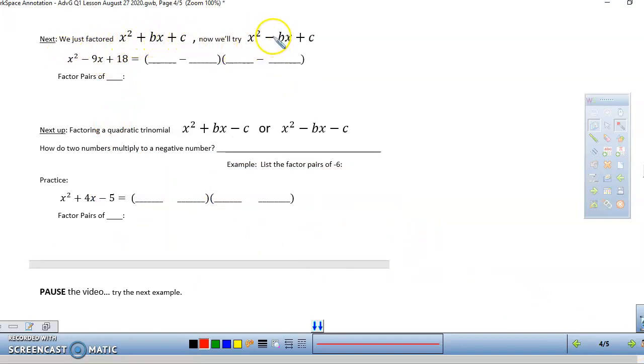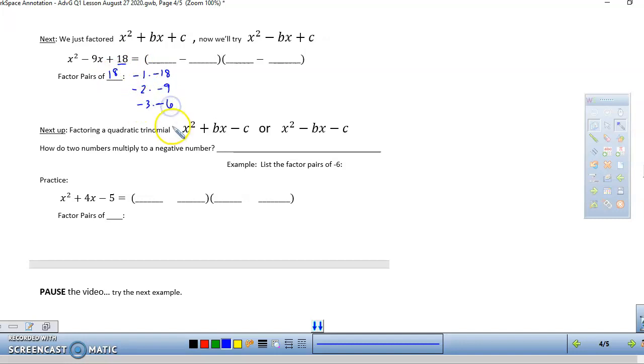Next. So we just factored x squared plus bx plus c. Now we're going to do x squared minus bx plus c. The only difference here, obviously, is that middle term, or when you combine like terms, you get a negative middle term. So still start out the same way. So we're going to do factor pairs of 18. But because when I combine like terms, it has to be negative, I know that both of these would have to be negative, because a negative times a negative is still a positive.